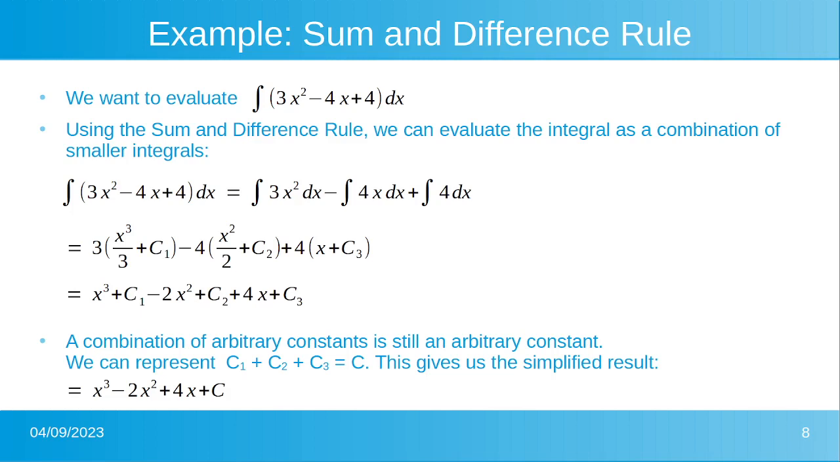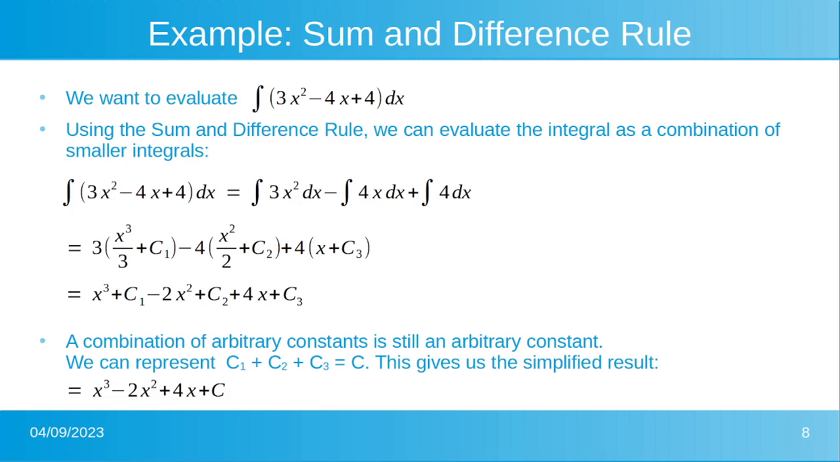Using that rule, we can evaluate the integral as a combination of smaller integrals. Shown here on our next line, we get that it's equal to the indefinite integral of 3x squared dx minus the indefinite integral of 4x dx plus the indefinite integral of 4 dx.